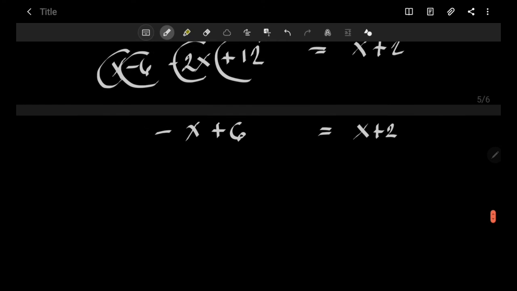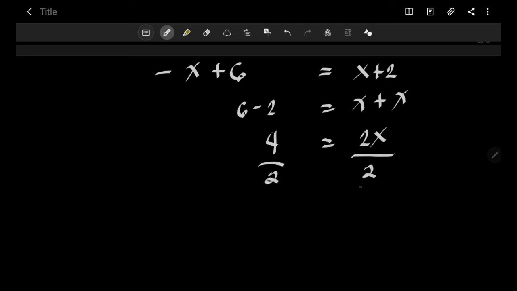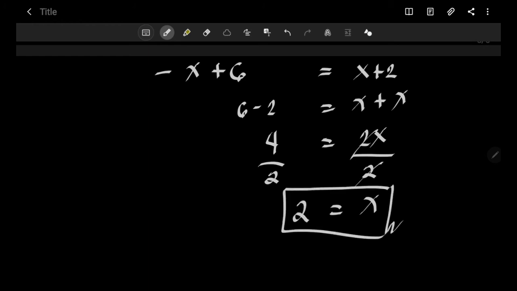Again, combine like terms pa rin, pagsamahin lahat ng variables. So, mas practical na si negative x ang mapunta dito para positive yung x natin. So, we will have 6 minus 2. Okay, dito galing yung 2. X plus x. So, we have 4 is equals to 2x, divide both sides by 2. We have x is equals to positive 2. So, ito ang ating solution.